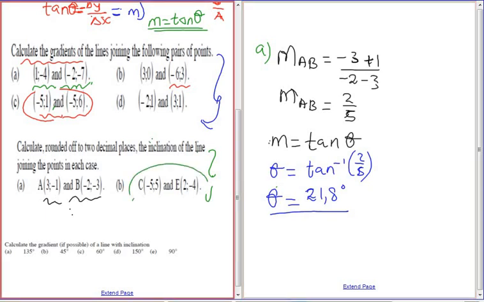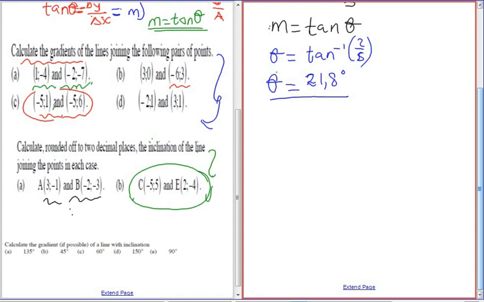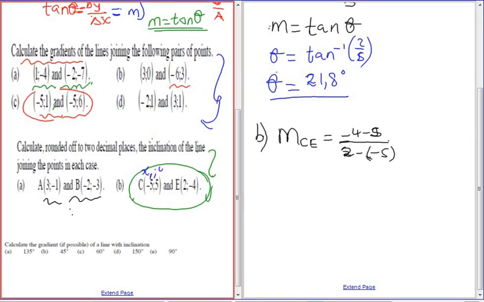Let's do these ones, C and E. Let's calculate the gradient between those two, and let's see how fast we can go about it. So that's B. Let's mark it. We want the gradient between C and E. As you can see, I'm going to just say -4 minus 5, divided by 2 minus 5. In case you forgot, you put these as x1, y1, and this is x2, y2, and then you substitute into the gradient formula that I gave you.